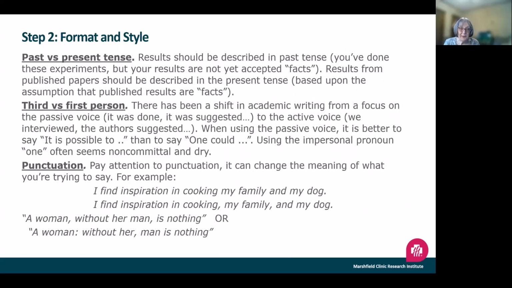I talked about past versus present tense, third person versus first person. Pay attention to punctuation because it does change the meaning of your sentence. I find inspiration in cooking, my family, and my dog, versus I find inspiration in cooking my family and my dog. All right.